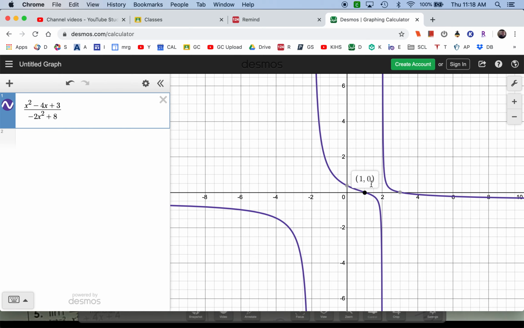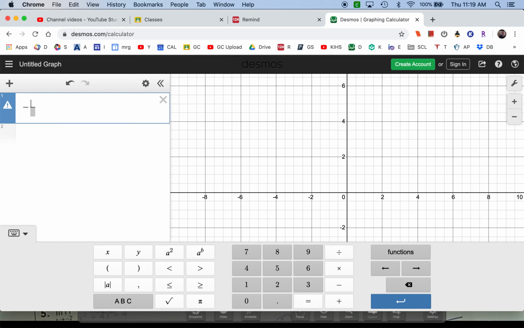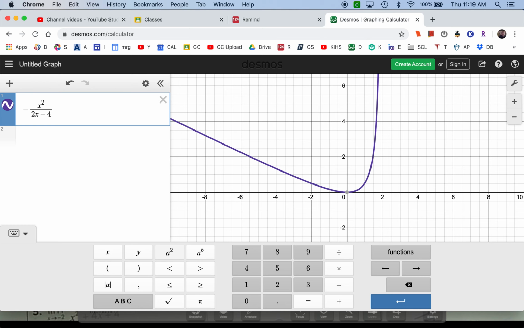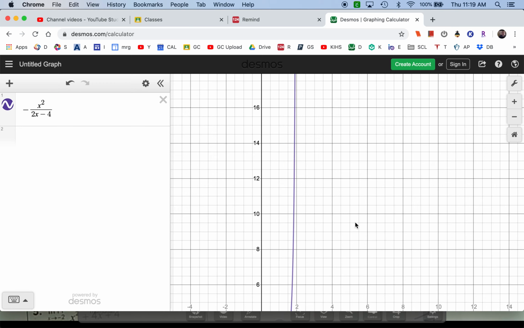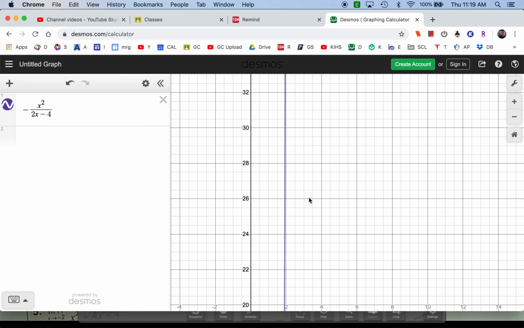Number 9, negative x squared, and then 2x subtract 4. And it says as x approaches 2. So let's look at 2 here. What's happening? So if you plugged in 2, you couldn't get an answer. So to the left and to the right, let's see what the answer is.